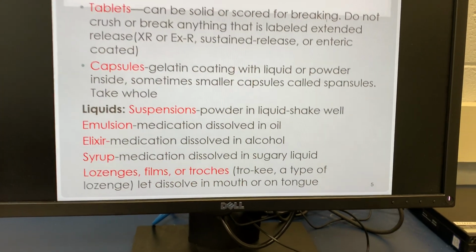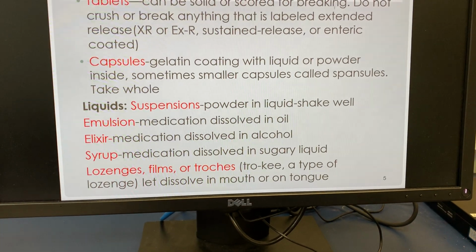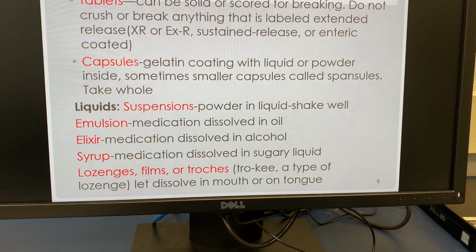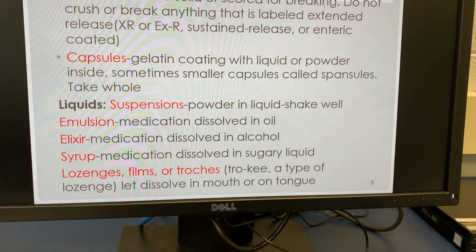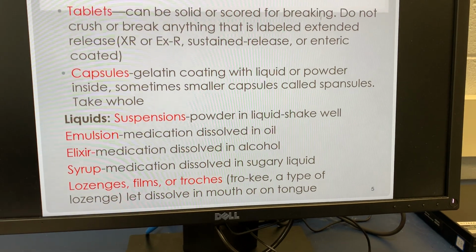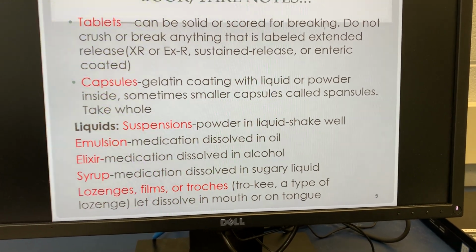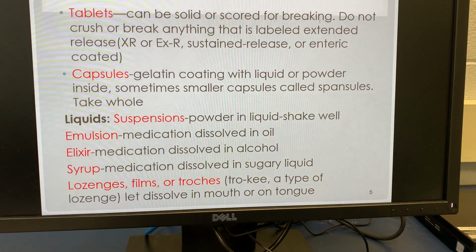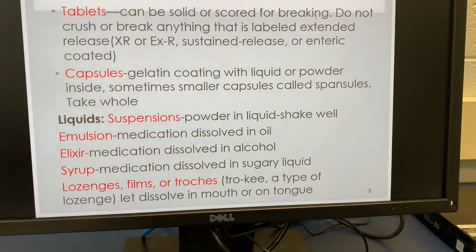Now there are going to be occasions where you have to open up the medication and put it in applesauce or pudding to give it to your particular patient. And that goes by facility protocol. You don't want to break or crush anything sustained release or enteric coated. You'll have to talk to the doctor to get a different prescription.